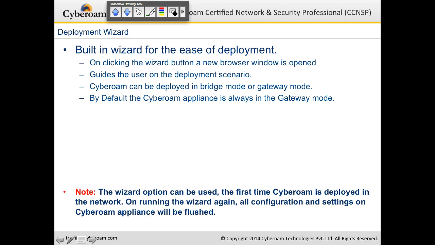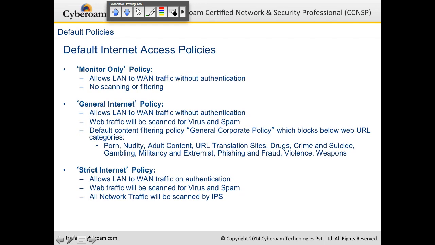On running the wizard again, all configuration and settings on the Cyberoam appliance will be flushed. So you need to be careful that you run the wizard for the first time when you're configuring the Cyberoam. If you run it again at a later point of time, it will automatically flush all the configuration and reconfigure the new settings which you put in the wizard. And when you configure the wizard, there is a stage at which after you configure the IP addresses and all that, then you get the stage of default internet access policies.